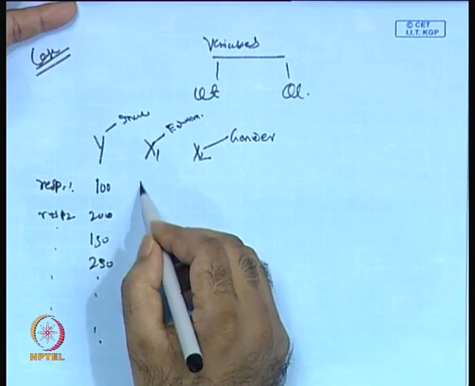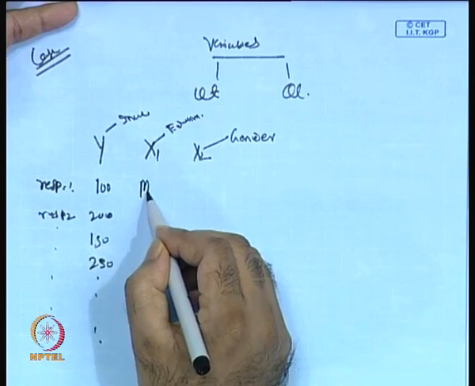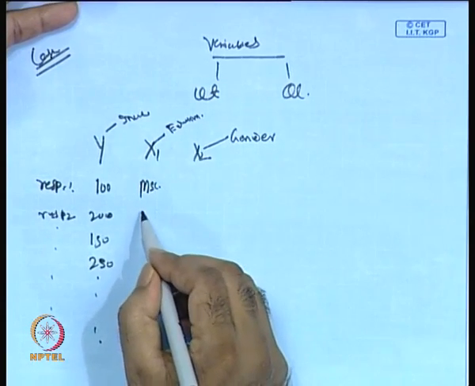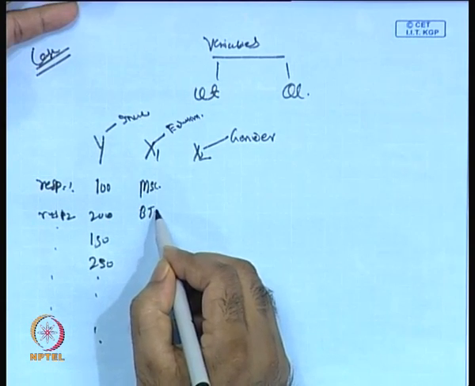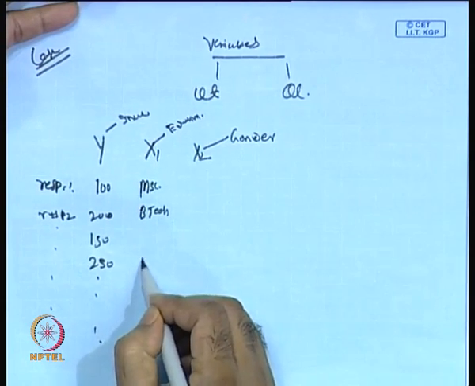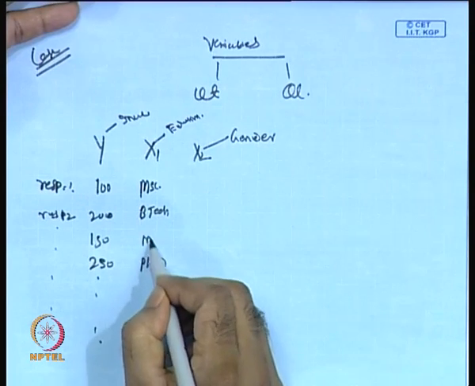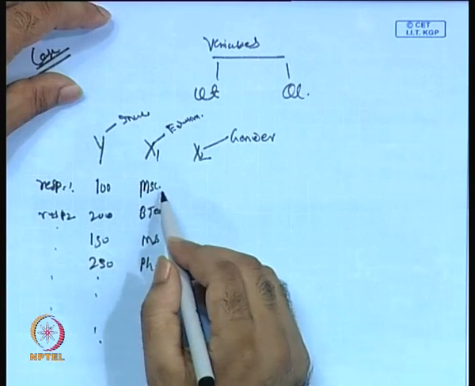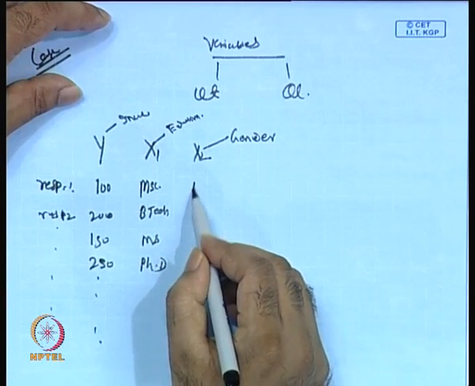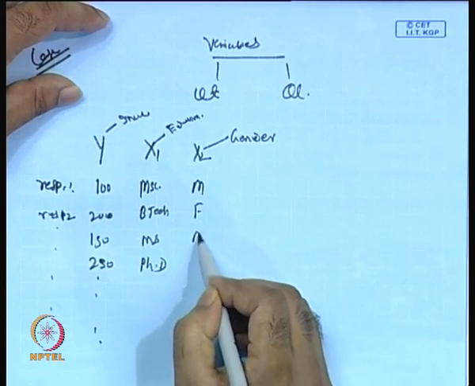Let's say this person is an MSc, this person is a BTech, then this person is a PhD, and this is called MS. This is how we have to collect data. Similarly for gender, if I ask the gender, the respondent will simply say male or female.